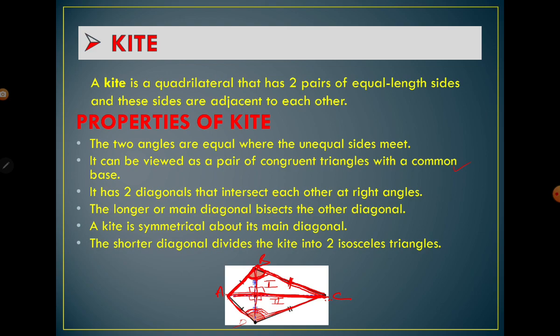The shorter diagonal divides the kite into two isosceles triangles. If I take this shorter diagonal BD, it divides this kite into two isosceles triangles. Which isosceles triangles? ABD, which is isosceles because two sides are equal, and BCD, where these two sides are equal. Okay, you got all the points now? So all these are the properties of a kite.